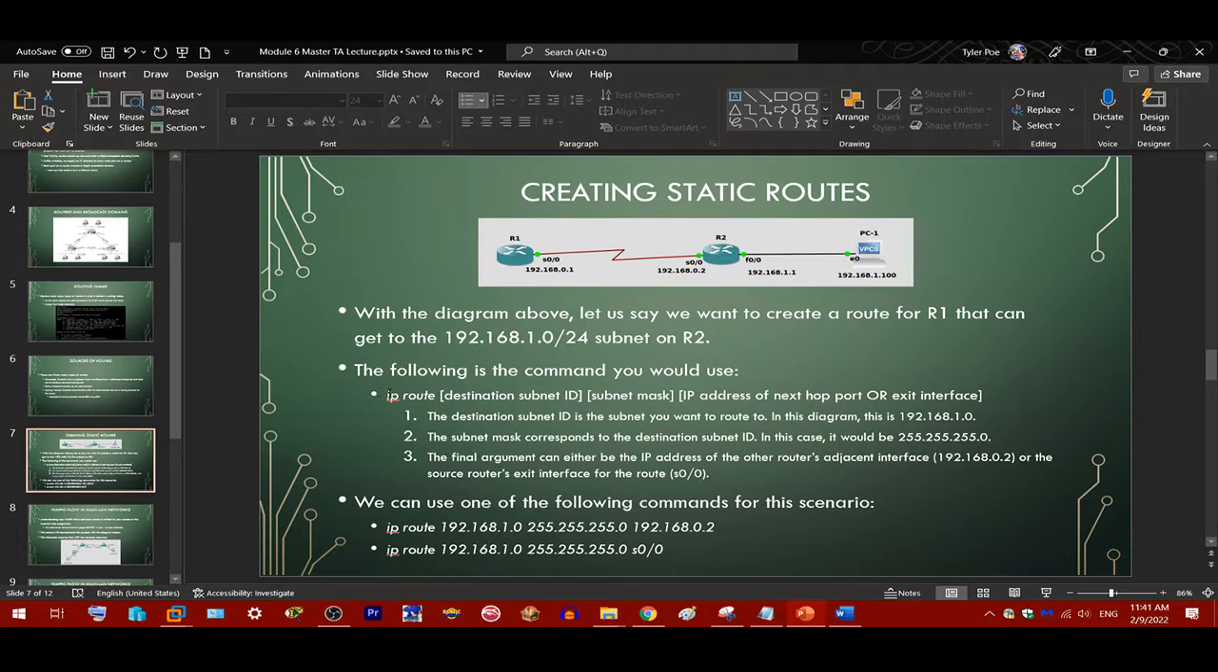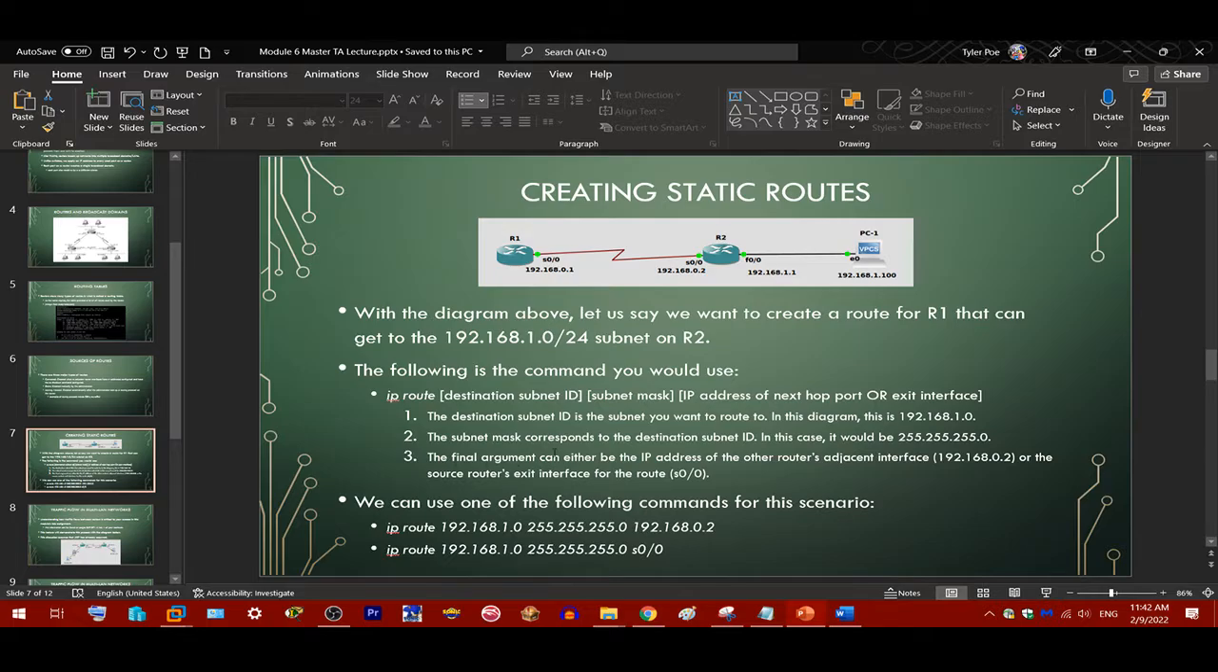So obviously you type in IP route and then space. Then you configure the destination subnet ID. This is the subnet you want to route to. So in this diagram, it's 192.168.1.0, as we discussed in our scenario. So next is the subnet mask. That basically just corresponds to the destination subnet ID, which is just 255.255.255.0.